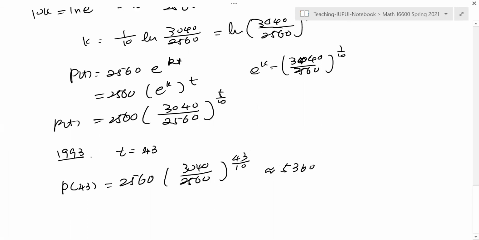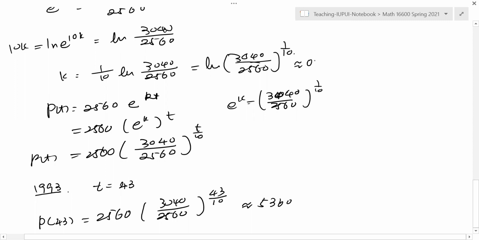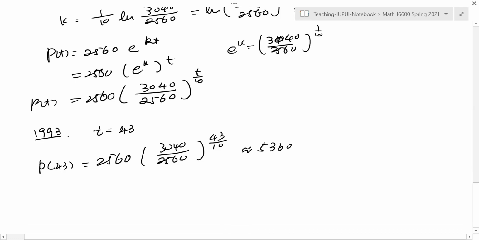So what is K? The growth rate. So K, if you go back to estimate that, it's going to be 0.017185. So if you use a percentage, the growth rate is about 1.7% growth. All right, so in 1993, this is the population already. And there was no World War III and no severe, serious violence spread out. So that is what we get.